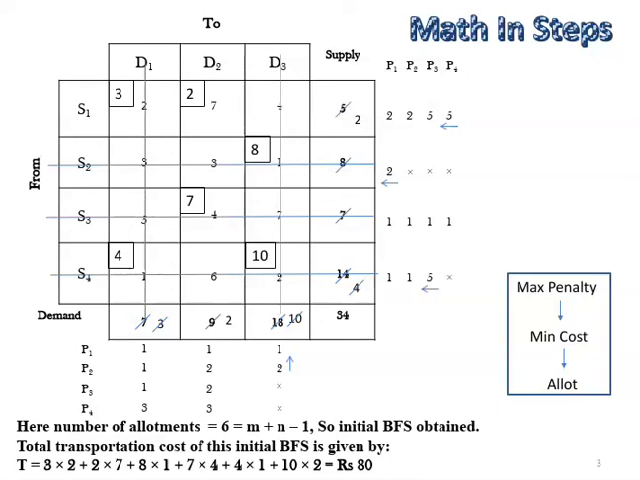Now if you want to see what is the total transportation cost at this stage where we have found the initial solution by VAM method, we can just multiply the allotment with its corresponding cost and add the resulting products. So it will be 3 into 2 plus 2 into 7 plus 8 into 1 plus 7 into 4 plus 4 into 1 plus 10 into 2, that is 80. So in the initial basic feasible solution case, the cost of transportation is coming out to be 80.